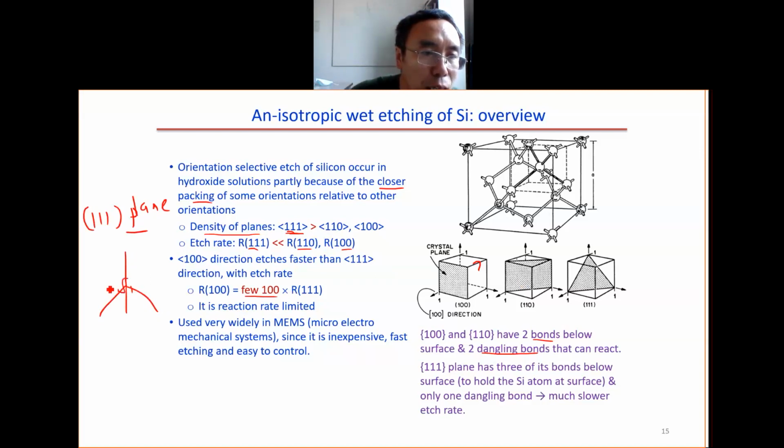So this is the silicon, but this is the surface. So this is silicon. Above the surface is the hydroxyl group. Look, you can see the 111 has only one dangling bond above and three bonds below. So this is stable.